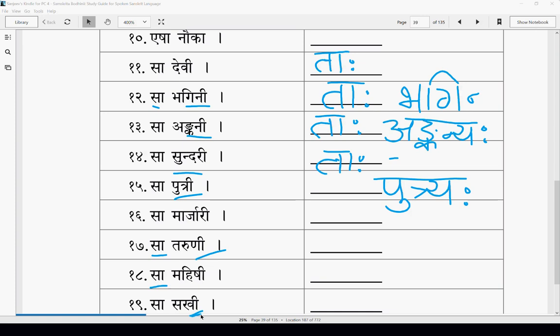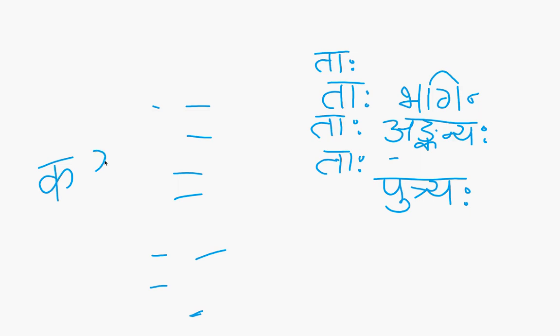So here, this should be read as Sakhi. Remember, after ka there is a kha. Kha is written like this, right? It looks like ra and va. Yeah. Kha.